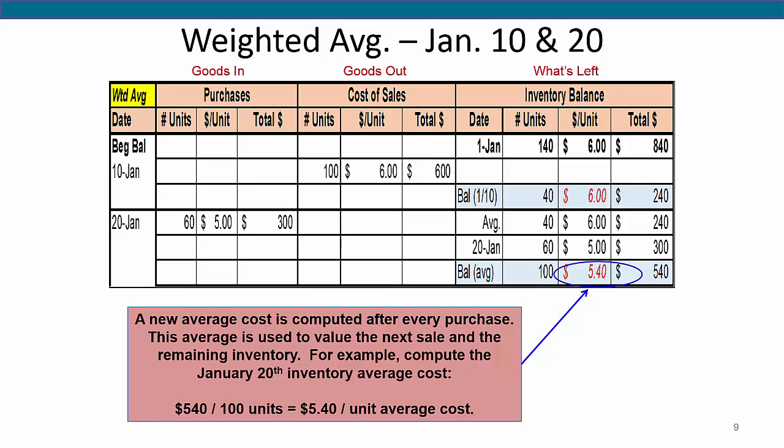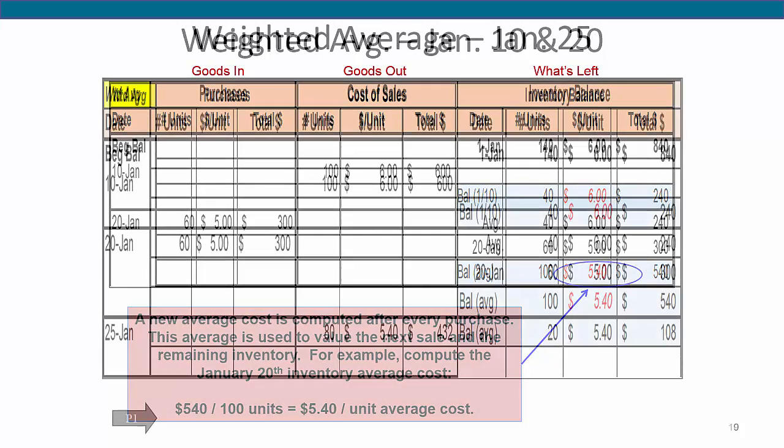After every purchase, the accounting system will recalculate average cost. The new weighted average will be used to assign cost to the next sale and to remaining inventory. To compute average cost at January 20th, then, we divide $540 total cost by 100 units to get an average cost of $5.40 per unit. And the next sale on January 25th will be recorded at this average cost.